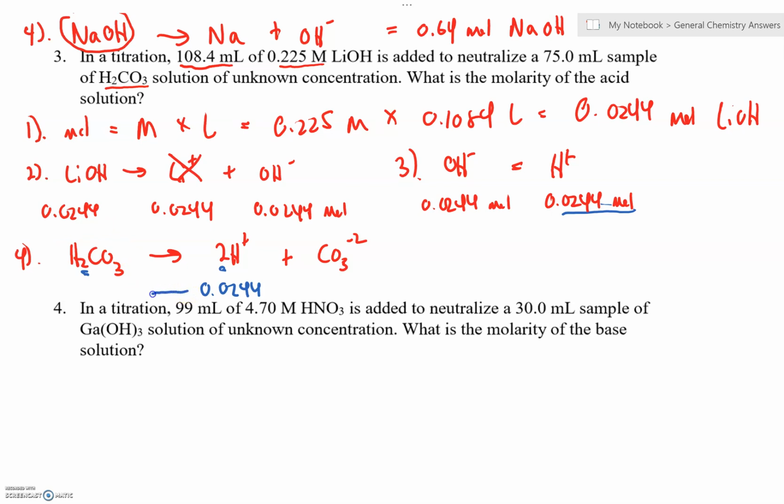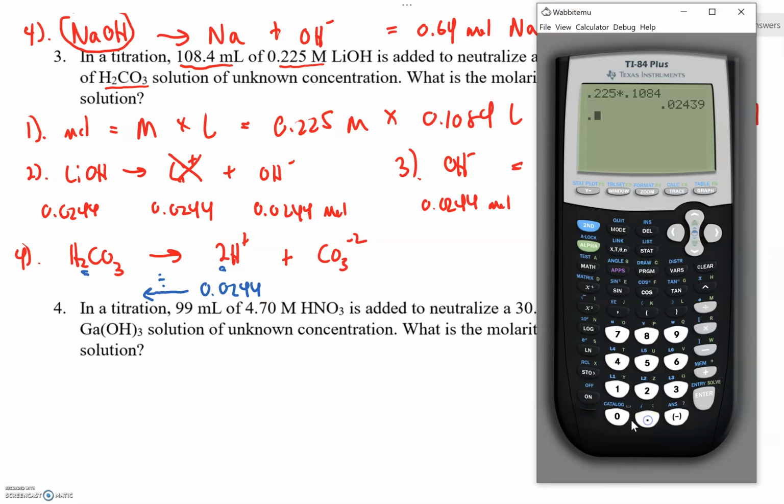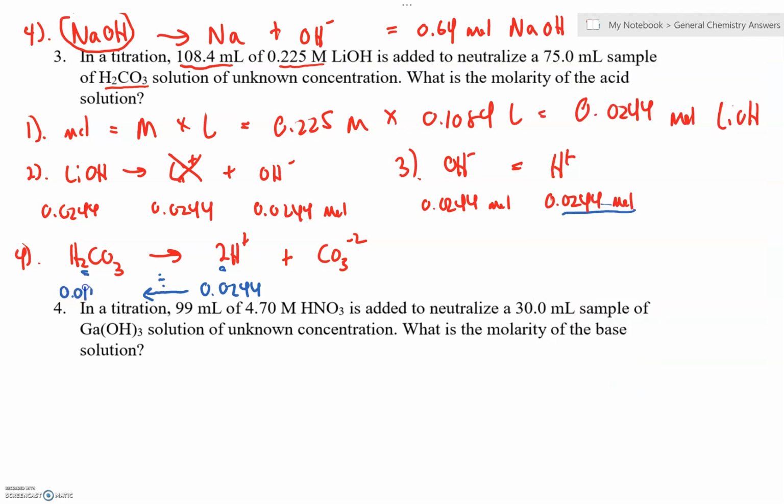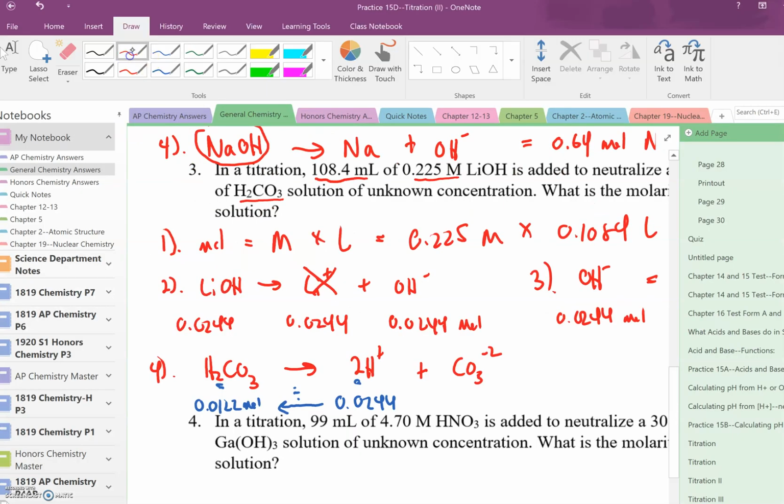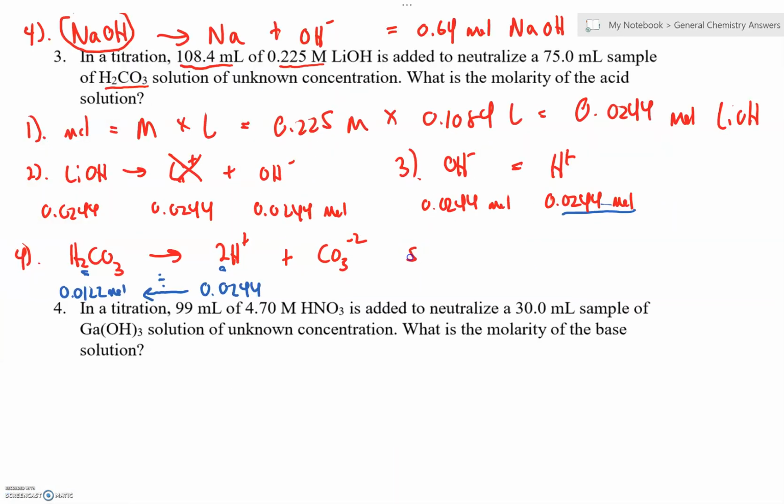This is where we're going this way. And whenever we go this way, we are going to divide by our coefficient. So let's take our calculator and we'll say 0.0244 divided by 2 is 0.0122. Okay? That's how many moles of H2CO3 we have. And finally, you can find your final concentration, because molarity is equal to moles over liters.